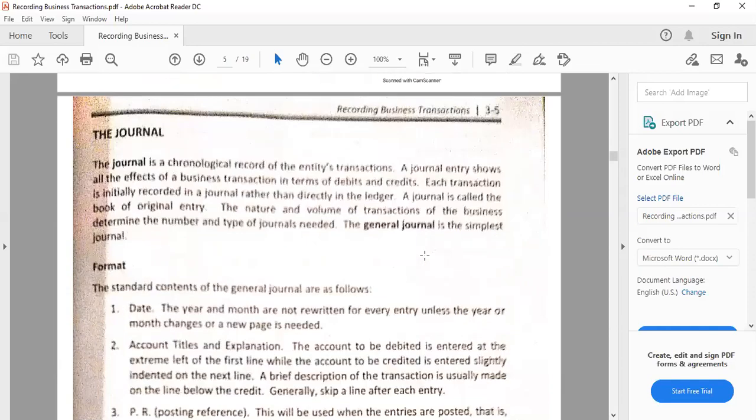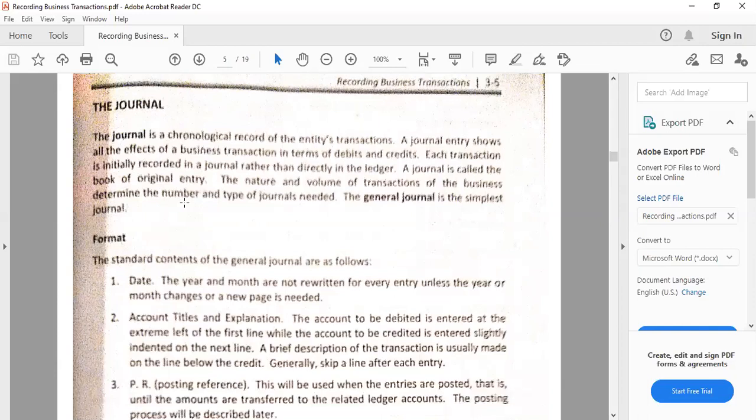Right, so after that, let's have the first step, the journal. Journal is a chronological record of the entity's transactions. Chronological is from the word chronos, which means time. So this means that the transactions are to be arranged in accordance with the date of occurrence. Whatever happens first must be recorded first and so on. But again, if we are using computerized accounting information systems, whether we have recorded later transactions first or the very first later on, it wouldn't matter because the system will do the arrangement for us.